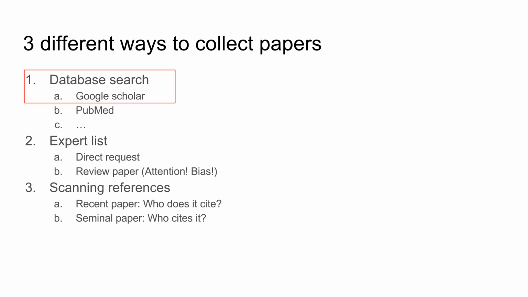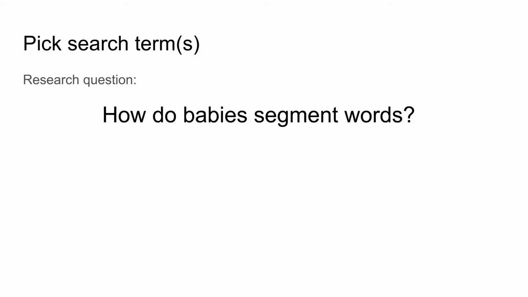For the rest of this tutorial, we will focus on database searches, as the other two types work similar once you have identified relevant papers. We will in addition focus on Google Scholar because it has greater coverage than other databases. The first step after choosing a database is to pick search terms. Take your research question of choice, which we discuss in another video, as a starting point.